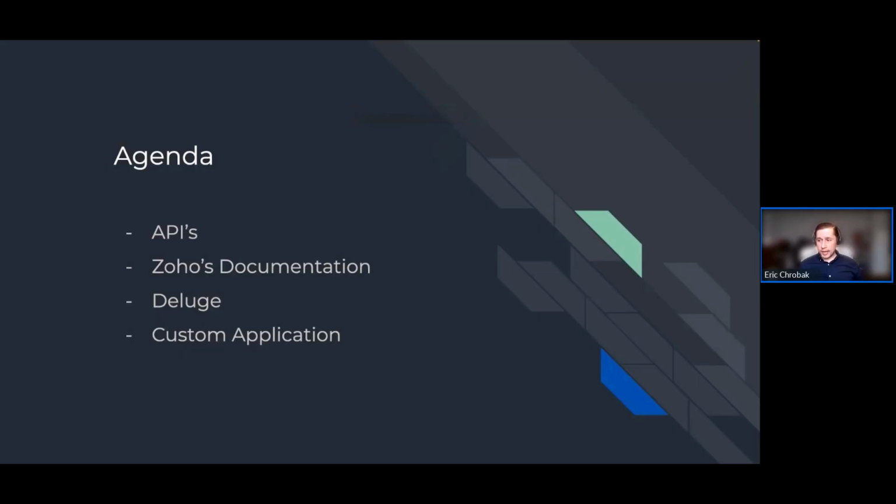We're gonna go over just APIs in general, briefly. Then we're gonna go over Zoho's documentation on three of the key apps that I'm most familiar with, which is CRM, Books, Desk. It's going to be a fairly quick overview. I just kind of want to point out how I use it, and some key things that I'm using very frequently. And then we're going to do a little bit of interacting with the APIs in Deluge.